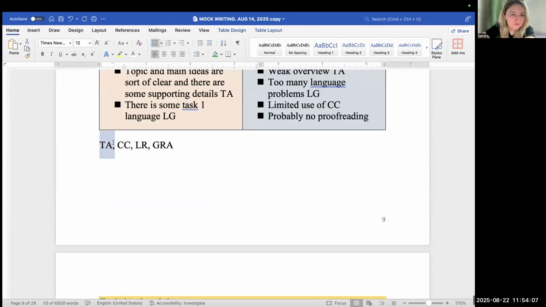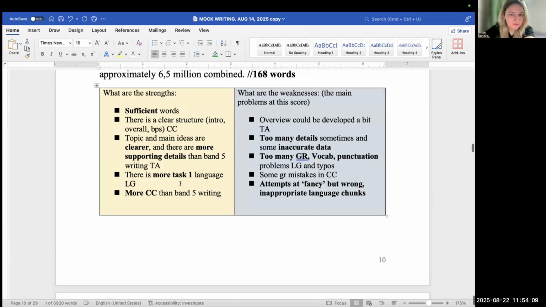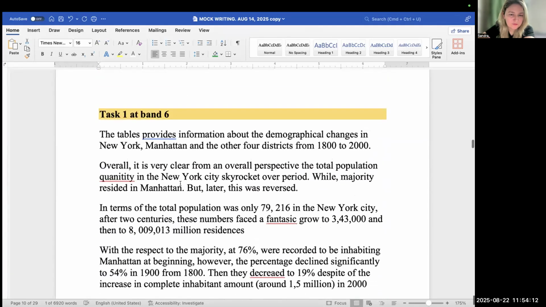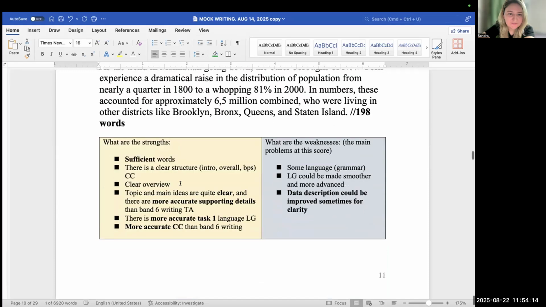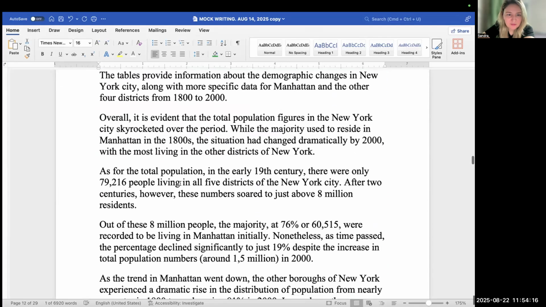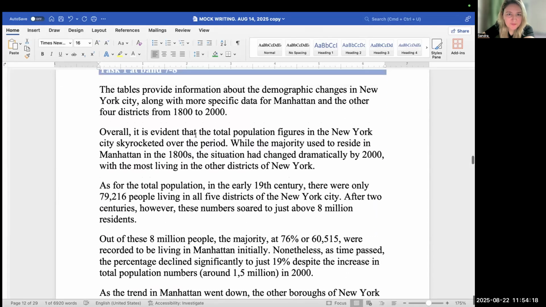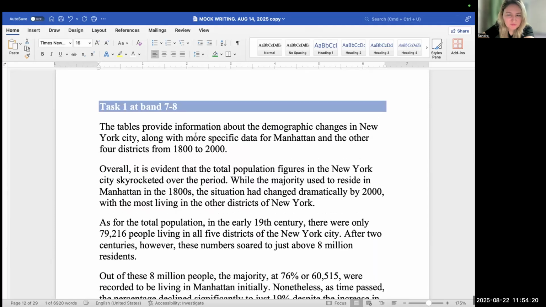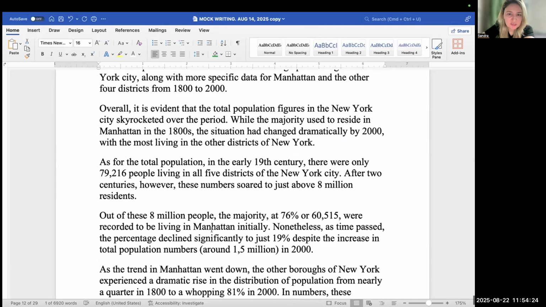In terms of task achievement and language, there's more than the previous one. All right. At a higher level, like here, this one is without those mistakes. Well, at least some of those mistakes have actually been fixed here, right? The majority of them.